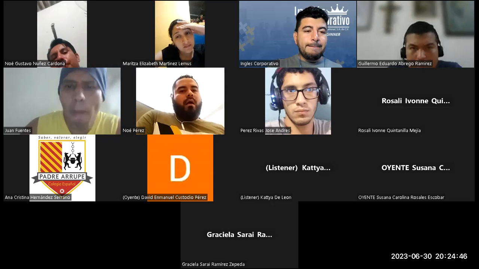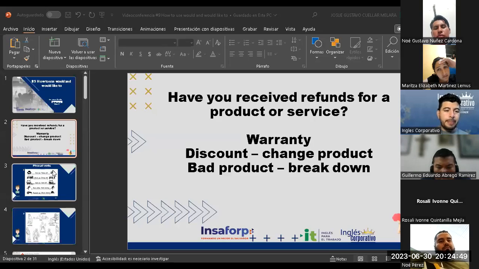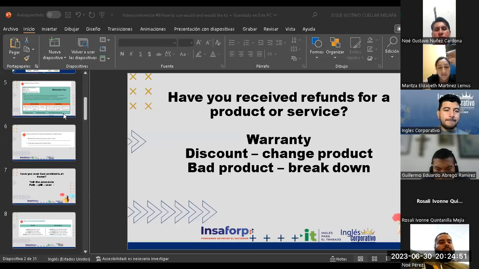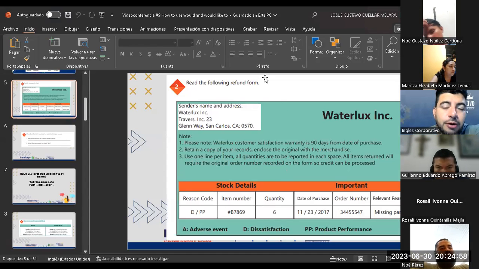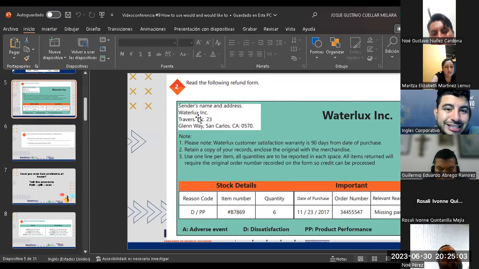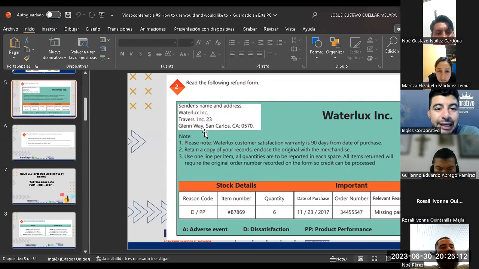Well, here we have this. Here we have the following refund form. Es un formulario de reembolso. Okay. Sender's name and address. Okay. Water looks in, traveler's INC 23, Glenway, San Carlos, TA 0570. Okay, note. Vamos a ver con el note.